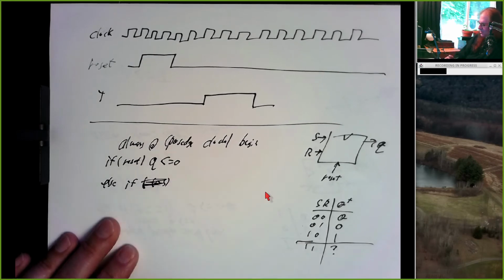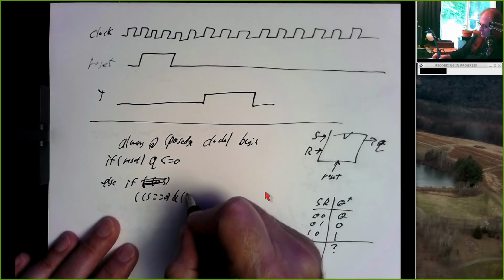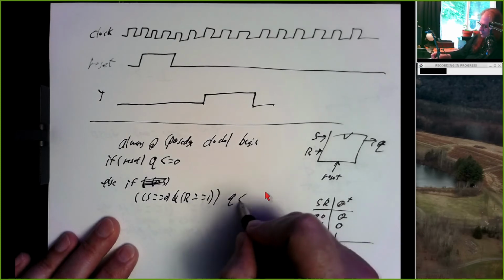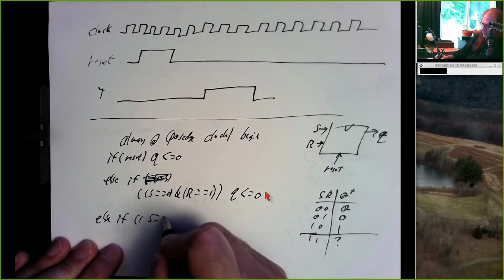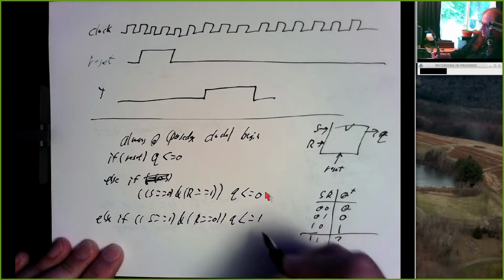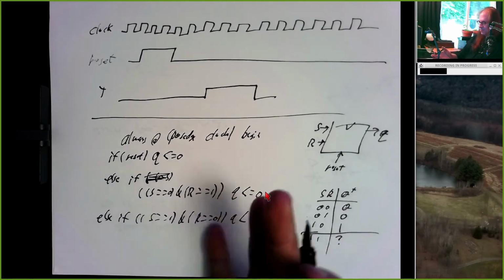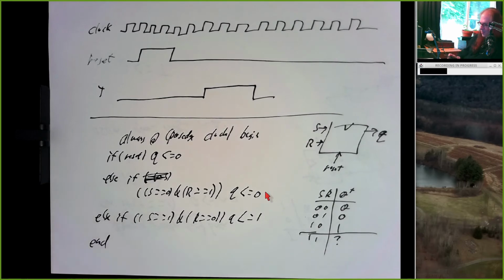Well, let's be explicit about this. So if S equals 0 and R equals 1, then let's set Q to a 0. Else if S equals 1 and R equals 0, let's set Q to a 1. That's the set state. And I could leave it right there. And then if both of these were 1, it would be a no op. It would just leave Q at whatever value it is. And that could be my whole flip-flop definition.